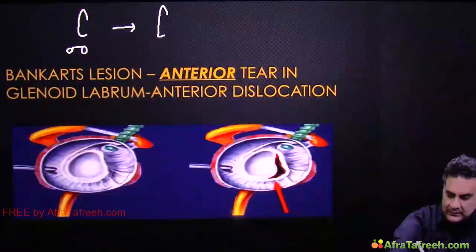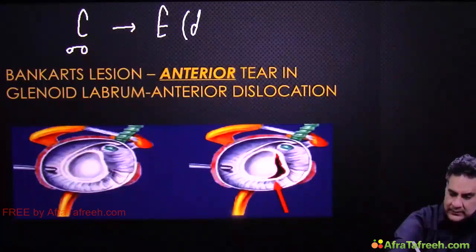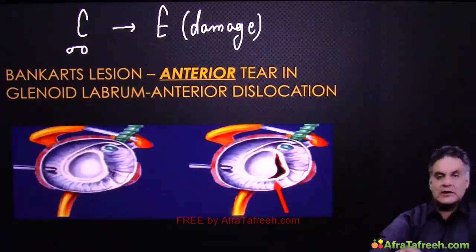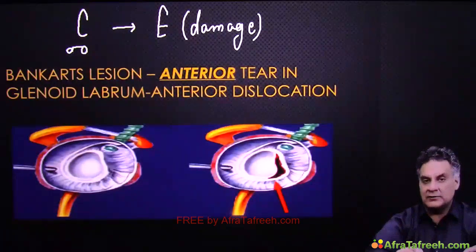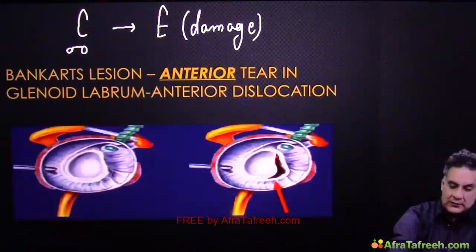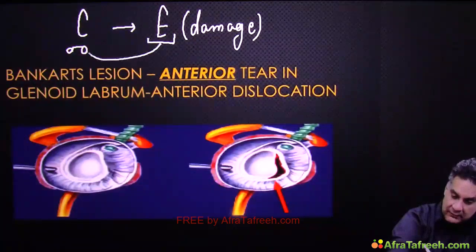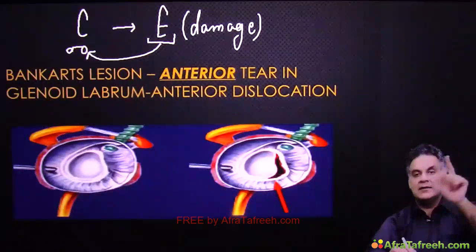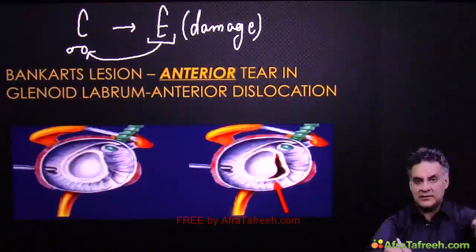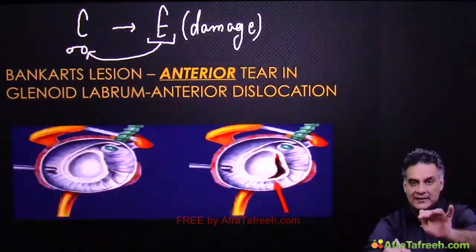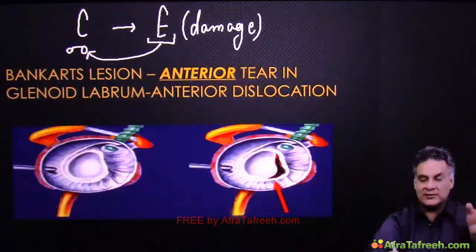Effect is a damage. Damage where? Either it can be a damage to the glenoid labrum, the fibrocartilage around the glenoid, or it can be a damage in the head of humerus. So this damage is the effect which further causes a dislocation. Cause, dislocation. Effect, damage. Damage causes dislocation.